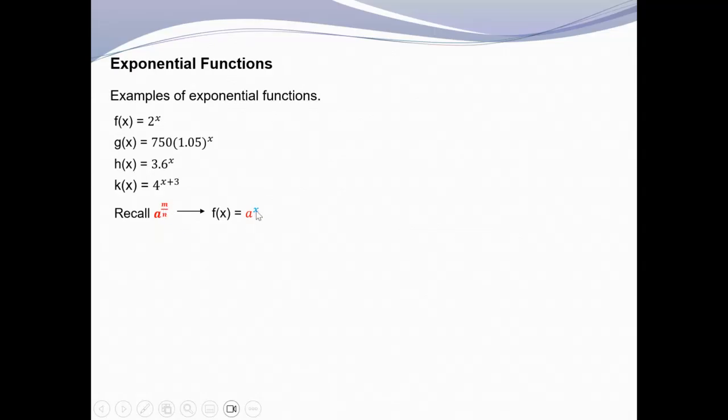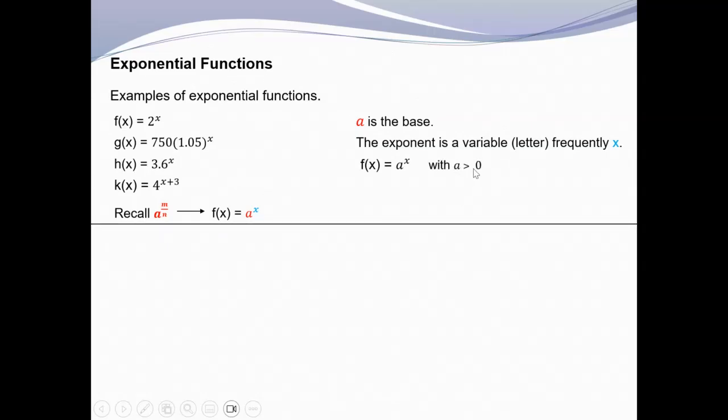The fraction m/n can be the same thing as x, because you can also have exponents that are fractions. Again, a is the base, like a quick review, and the exponent is a variable, which is a letter. So that's my function right there. And a has to be more than 0, because if a is 1, it will always be 1, since 1 to any power will always give you 1. That's why it has to be positive.